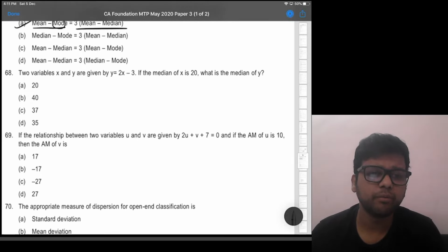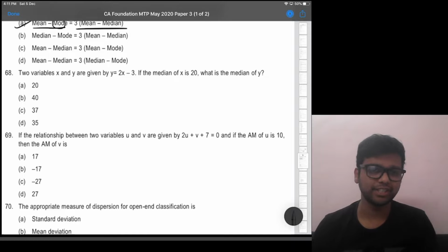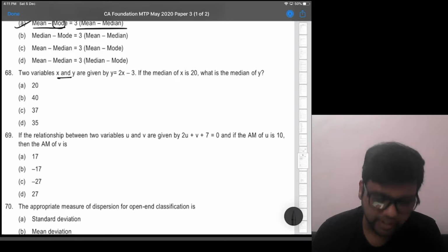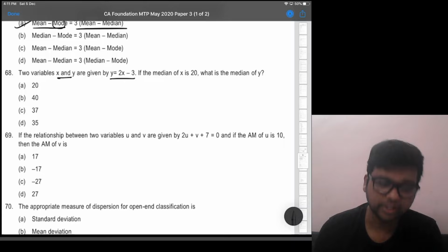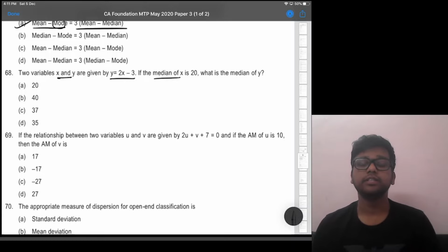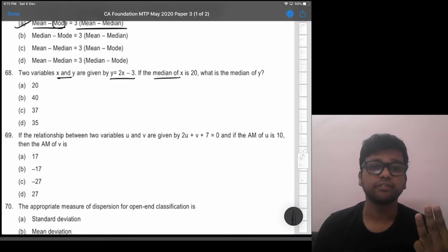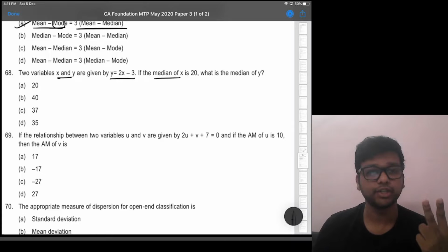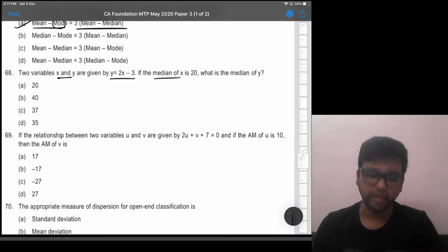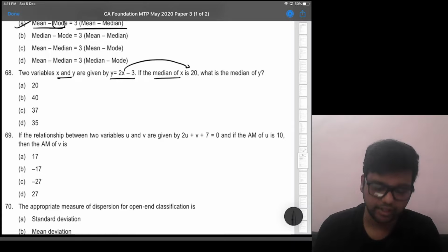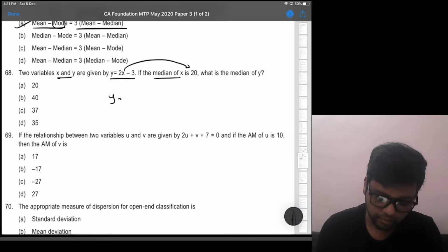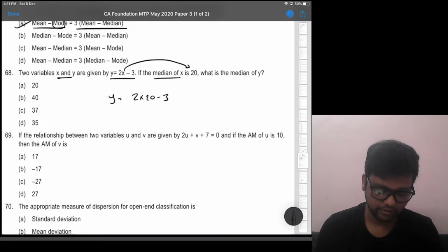68. Two variables. Now a lot of questions are on change of origin and change of scale, so let's solve. Two variables x and y are given by y = 2x - 3. If median of x is 20, what is median of y? We know that median, mean and mode are affected by change of origin and change of scale. In such case, you can just put x as 20 and see what y is. So y will be 2 into 20 minus 3, that is 37.